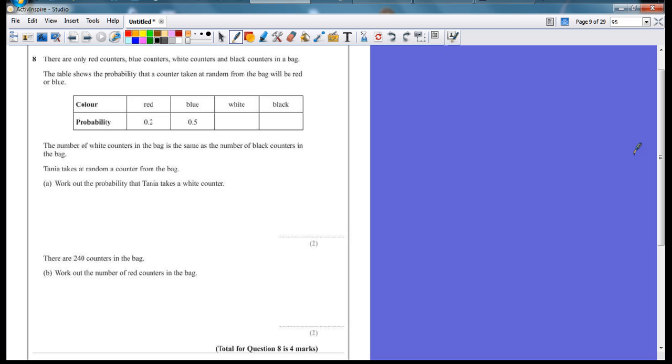Tanya takes a random counter from the bag. So question A is to work out the probability that she takes a white counter. So we know that all of the probabilities are supposed to add up to 1, and that the two missing numbers are the same. So 0.2 add 0.5 is 0.7, which means that the missing probability is going to be 0.3.